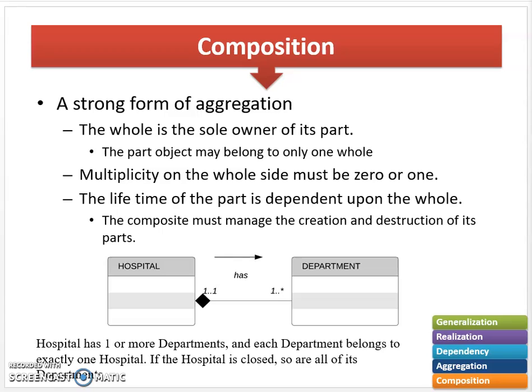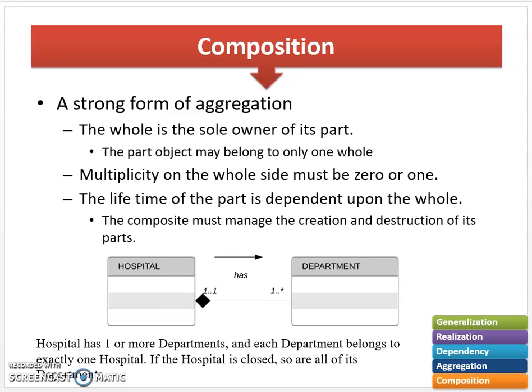In composition, the lifetime of the part is dependent upon the whole. This means that if you delete the whole class, then the part class will also be deleted. The multiplicity on the whole side must be 0 or 1, and on the part side it will be based on the business rule given. To model the composition relationship, you will draw a line with a filled black diamond at the whole end.